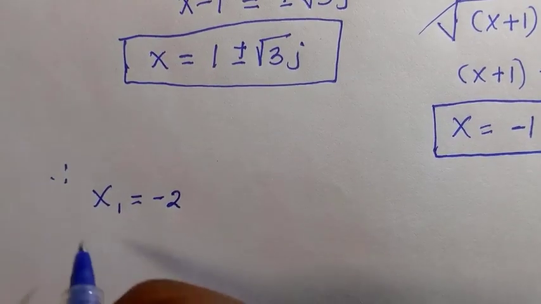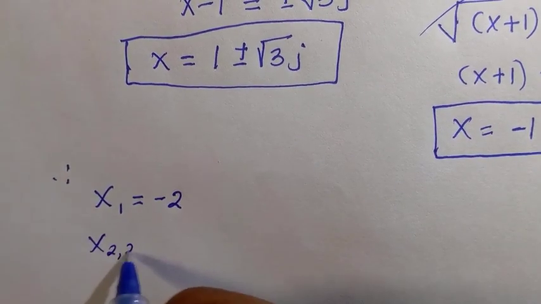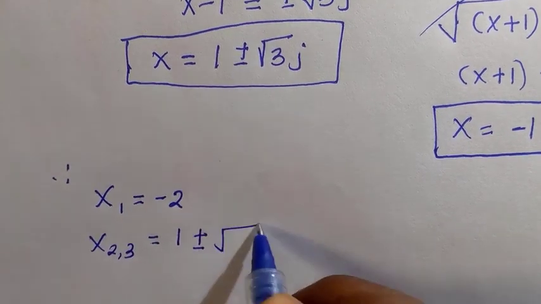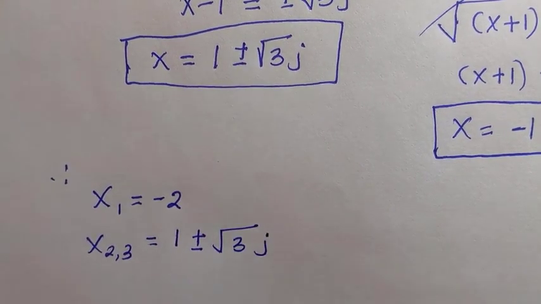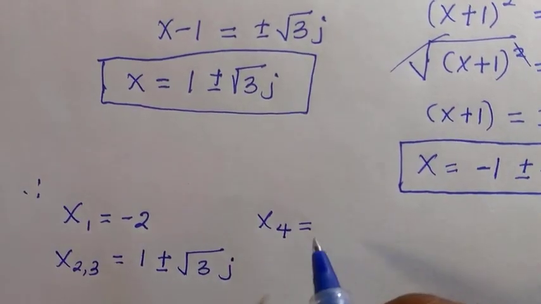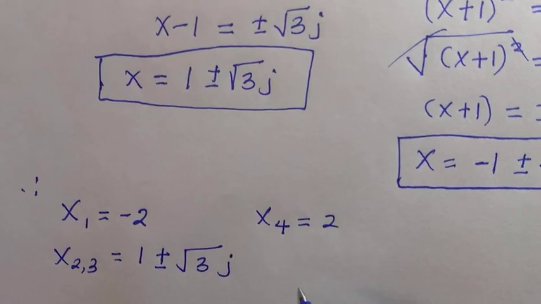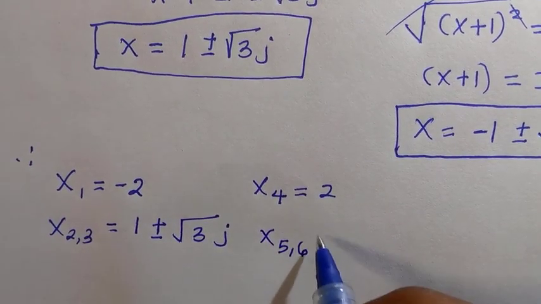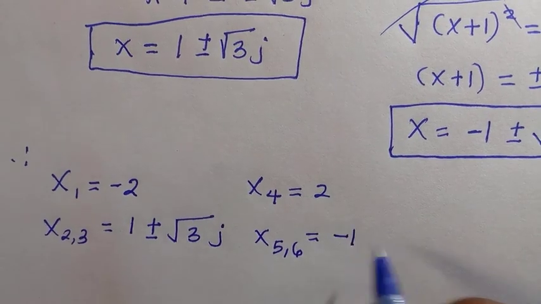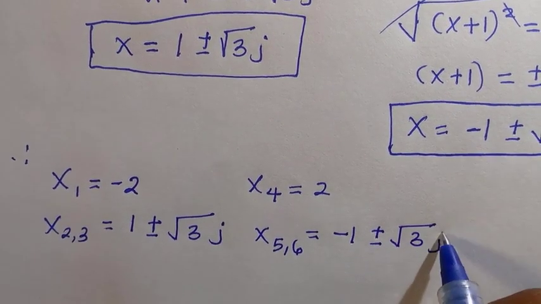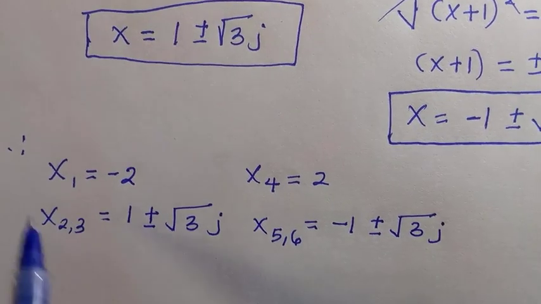And we have x2, x3, which is going to be 1 plus or minus the root of 3j. And we also have x4, which equals 2, while x5, x6 is going to be equal to minus 1 plus or minus the root of 3j. And here is how to solve this problem.